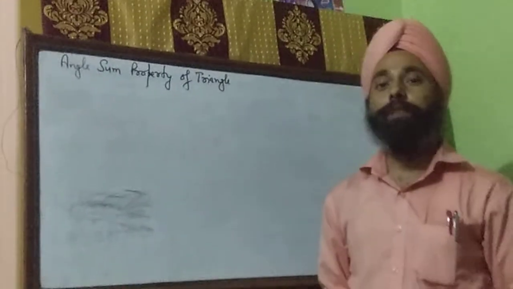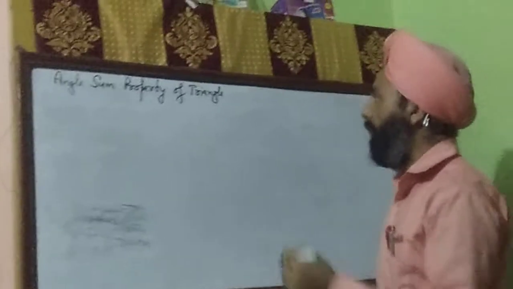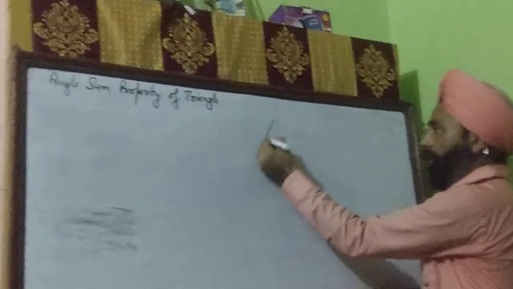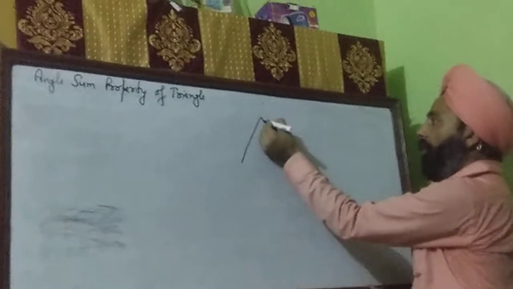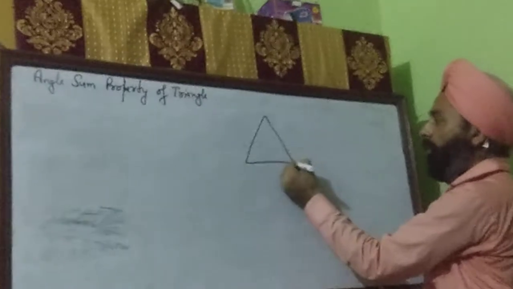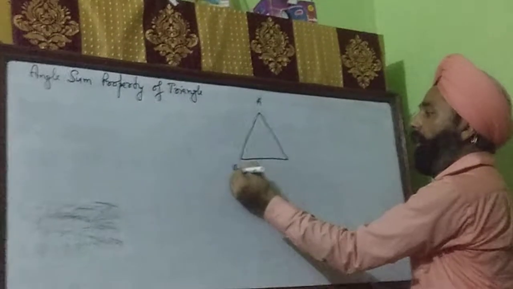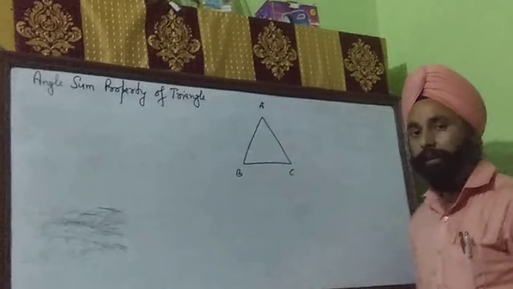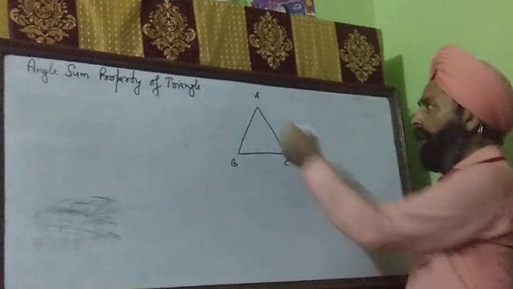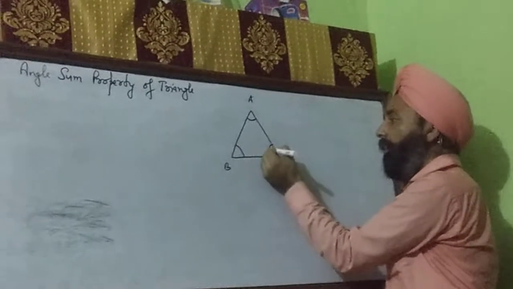Suppose the sum of three angles of a triangle is 180 degrees, and we will prove it in the form of a theorem. We need to prove the sum of all the interior angles of a triangle is 180 degrees. Suppose we have a triangle A, B, C, and we will prove that these are the interior angles of the triangle. We will prove that the sum of these angles is 180 degrees.